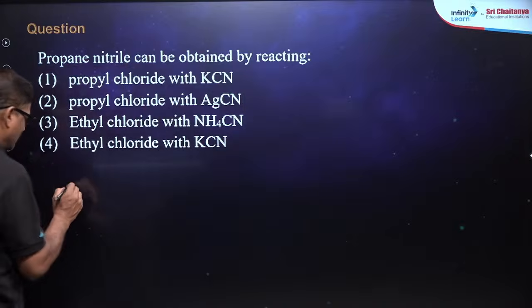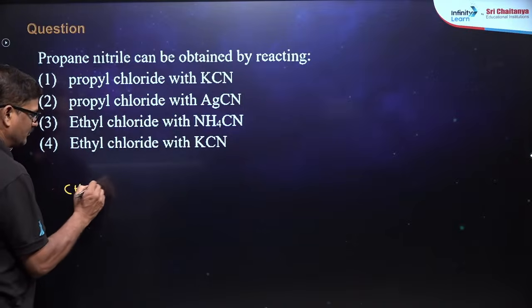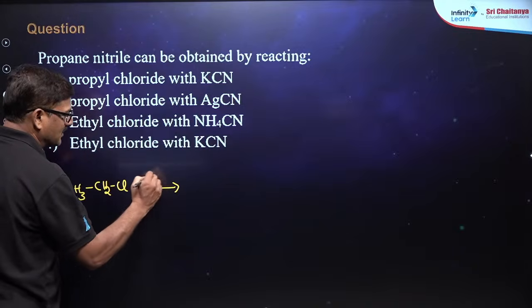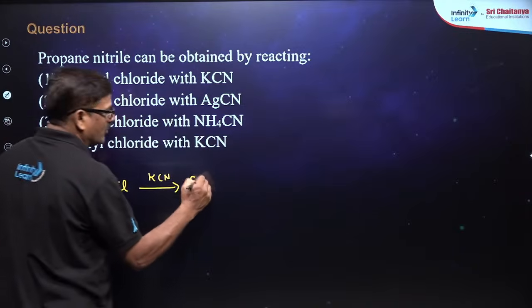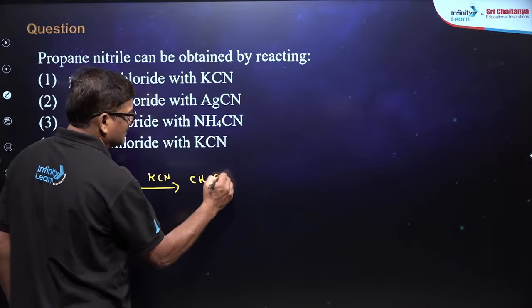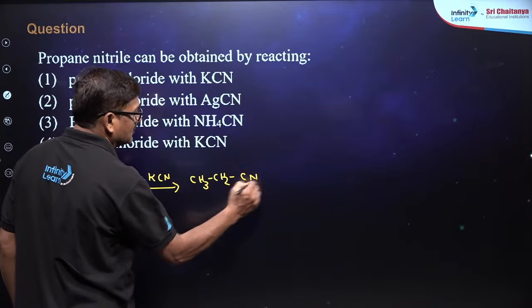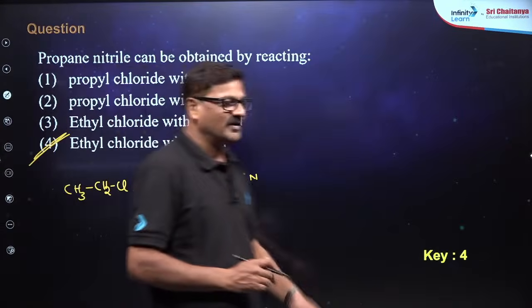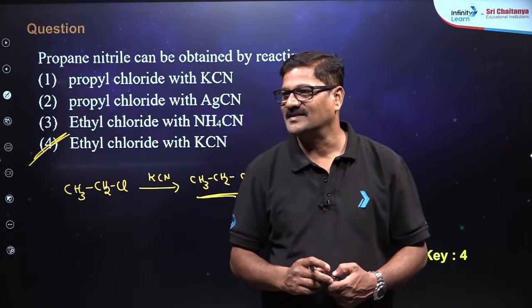Ethyl chloride, CH3CH2Cl. When it is treated with KCN, you are going to get CH3CH2CN. This is called propane nitrile. Answer is going to be 4, the correct answer for this question.